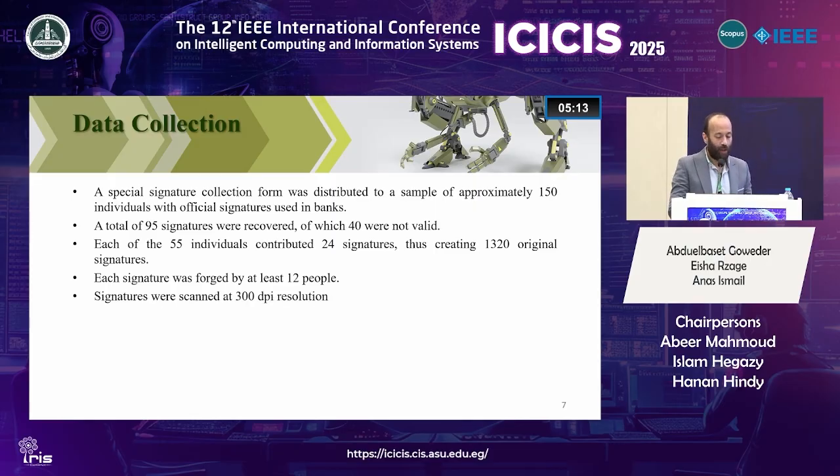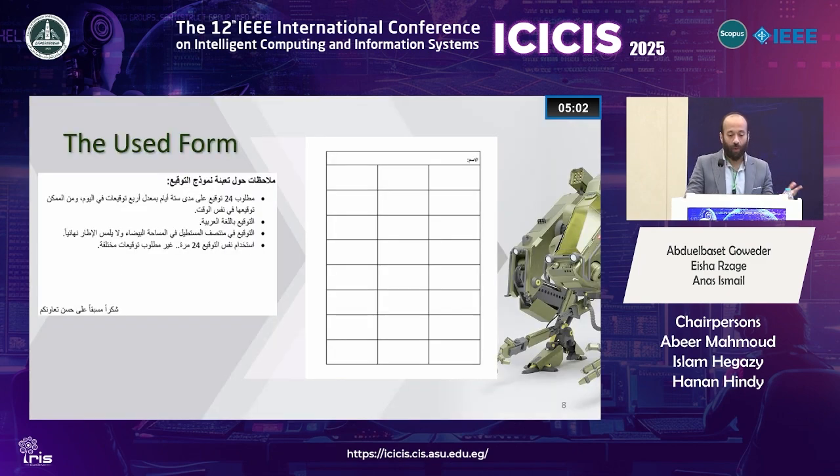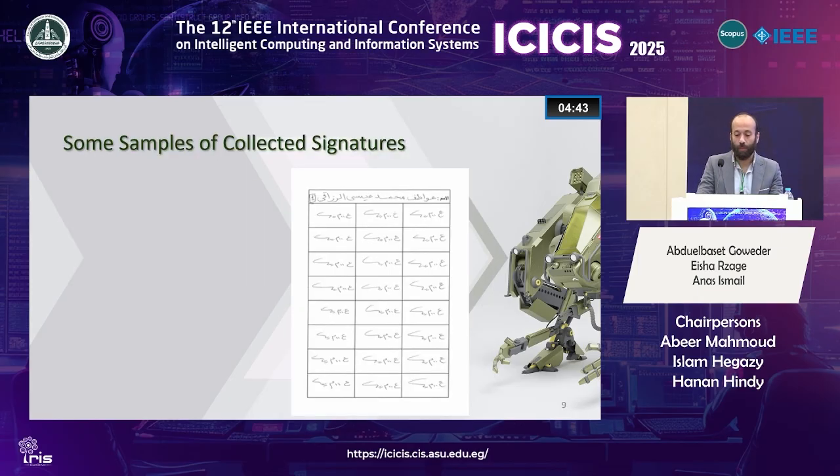We scanned the signatures using 300 dpi resolution, because different resolutions affected the accuracy and the training time of the model. So this is the form that we distributed, and we asked each person to write their signature on different days, at different times of the day, but the same name. One issue we faced is that people used different signatures. They just innovated and made new signatures. So for example, this is one sample of the data that we collected.